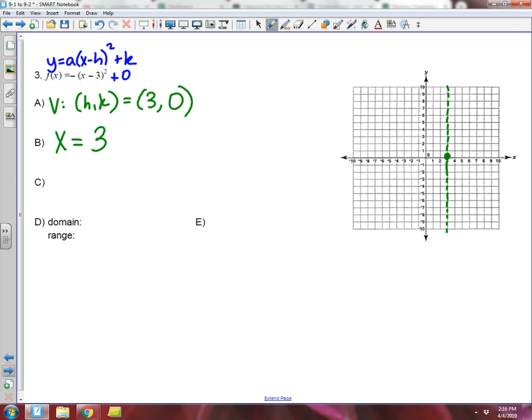All right, does this thing have a max or a min? A max. What's the domain? What's the range? No, the less than or equal to what? 0. Wonderful.